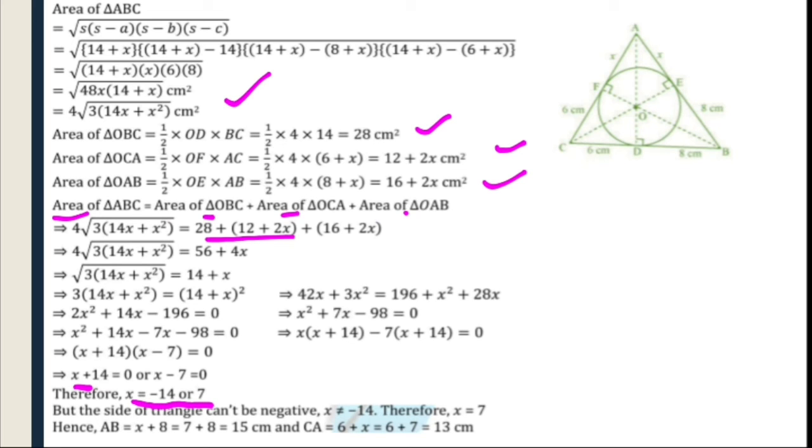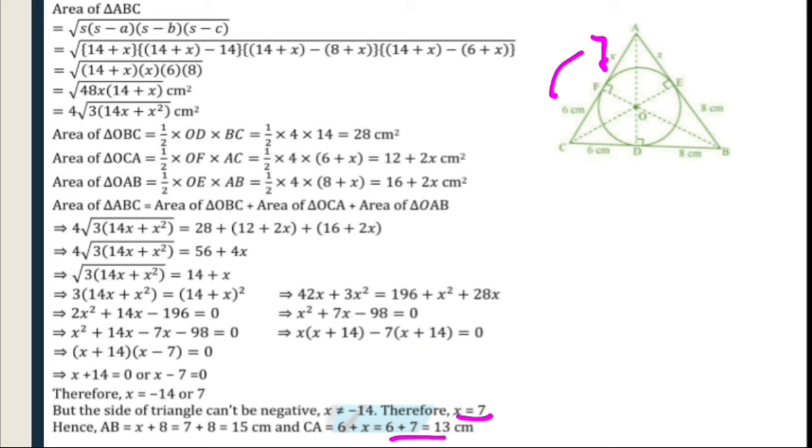Now x was the length of AF, right? And the length cannot be negative, that's why you will ignore this minus 14 value. Okay, so the value of x will be 7. Now if you put 7 here in place of x, the length of AC will be 7 plus 6, that is 13. And if you put 7 here, the length of AB will be 7 plus 8, that is 15.